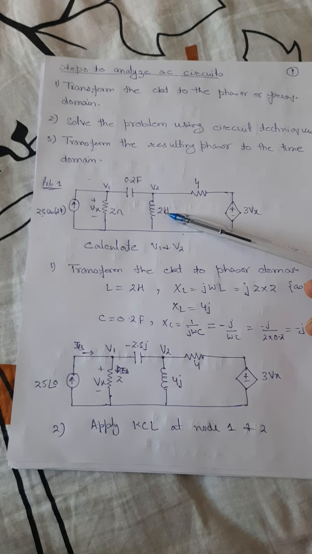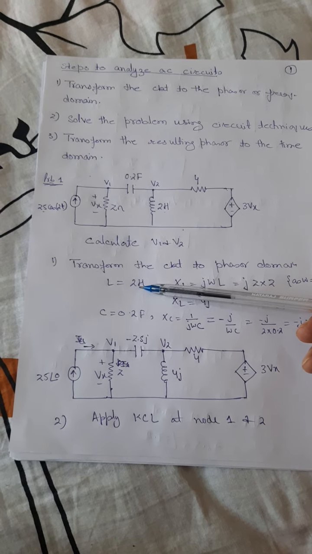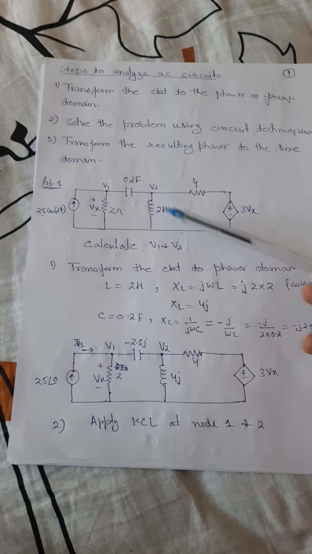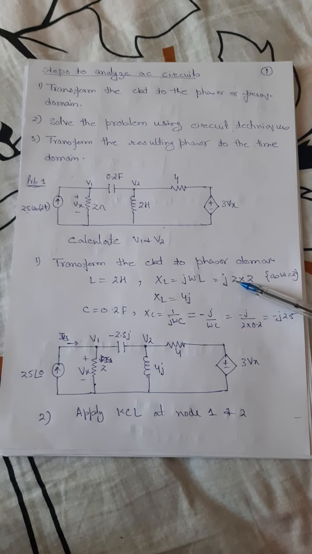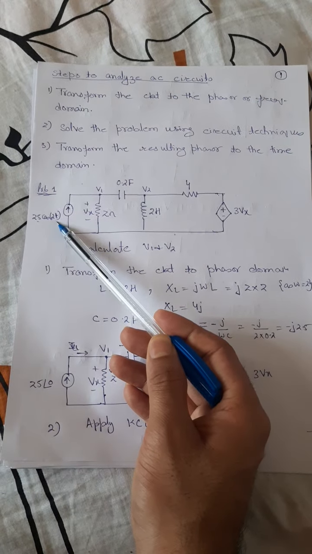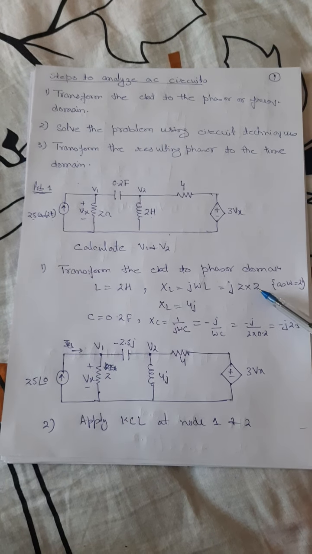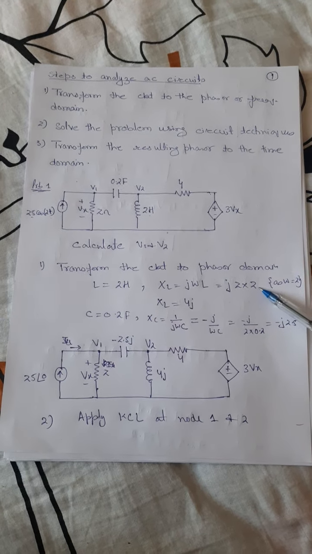If inductance L is equal to 2 Henry, what will be the inductive reactance? XL is nothing but j omega L. So it will be j into omega, which is 2, as you can see from cos 2t, and L is again 2. So it will be 4j.